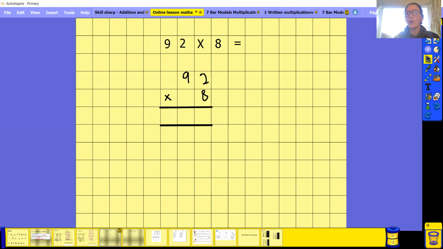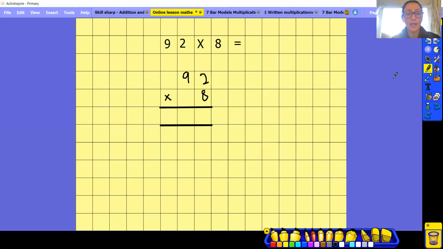So again, we always start with the ones column. So we've got 2 times 8, or you could do 8 times 2. I know that 2 times 8 equals 16. Remember, you can't fit 2 digits per box. So you have to carry that 1 over. Because you've got 16, you carry the 1 over and you put the 6 in the ones column. Oh dear, that was a very bad 6.